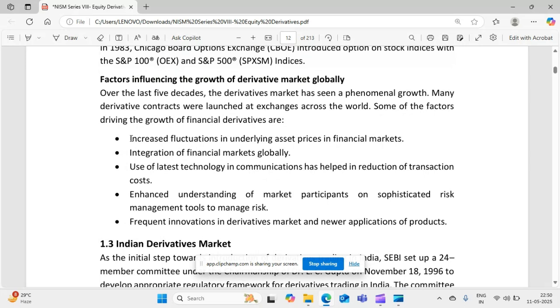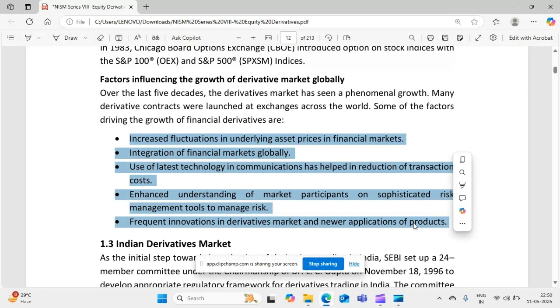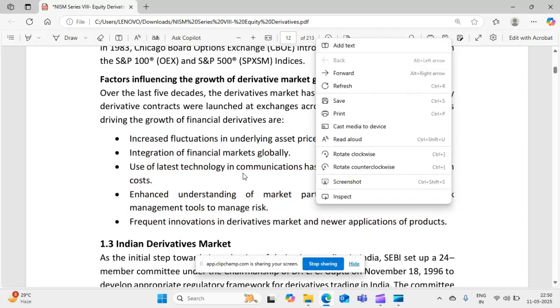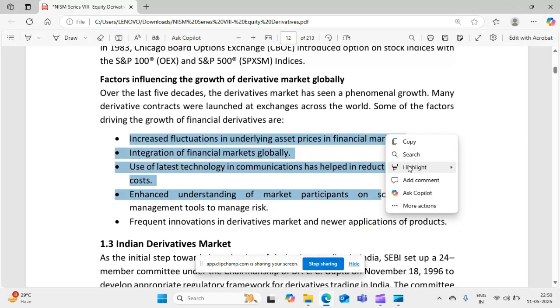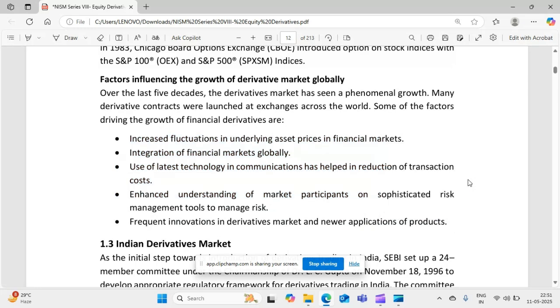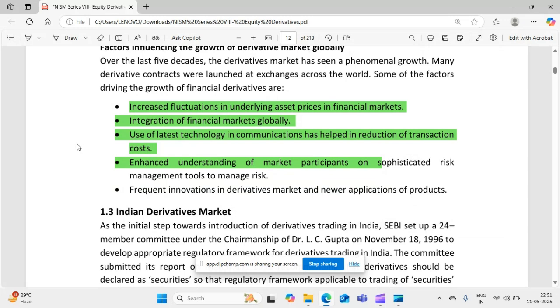There are many factors which have contributed to the growth of the derivatives market: increased fluctuation or volatility, integration of financial markets, use of the latest technology, enhanced understanding of market participants of sophisticated products, and frequent innovation in derivatives. If there is a question on this, these five factors must be known by everyone. Questions may be asked in two ways: which of the following factors has not contributed to the growth of derivatives, and which factor has contributed? If we know this, we will be able to get a full idea. So these five factors you must know.